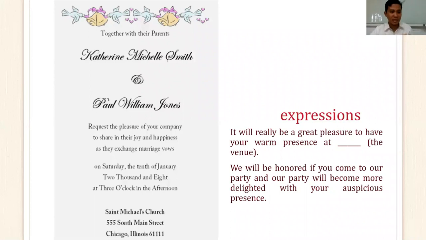And here it says request the pleasure of your company to share in their joy and happiness at these exchange of marriage vows. All right, so there are many expressions. This one is a very nice expression too. When you want to write a formal invitation, you can use one of them. You can choose which one is more interesting to you.